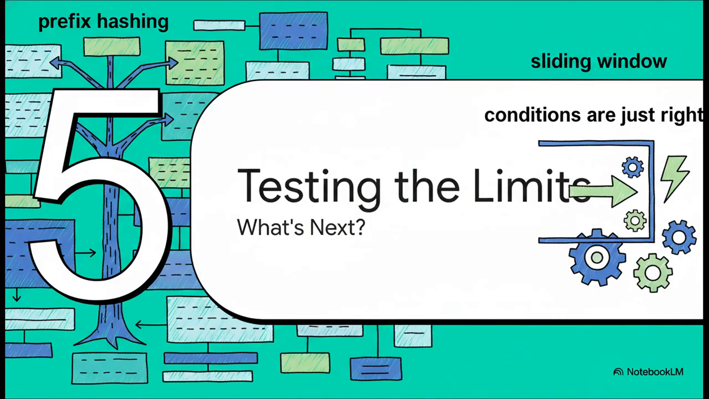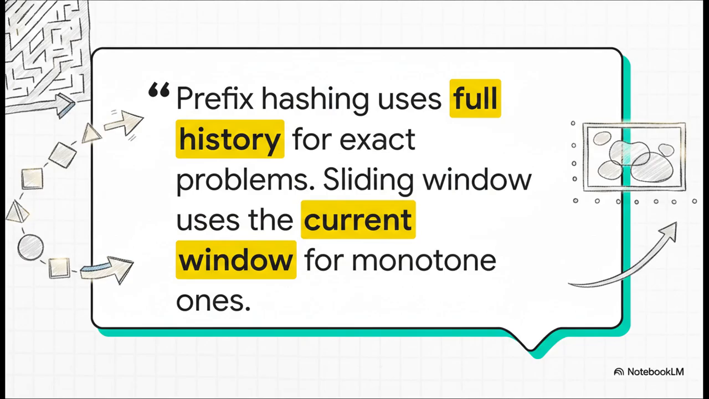So you see, it all comes down to understanding this relationship. Prefix hashing is the general case, the one that can handle almost anything, and the sliding window is that awesome, efficient shortcut you can take when the conditions are just right. So if you only take one thing away from this explainer, let it be this. Prefix hashing uses the full history to solve complex exact problems. Sliding window forgets the past to efficiently solve simpler monotone problems.